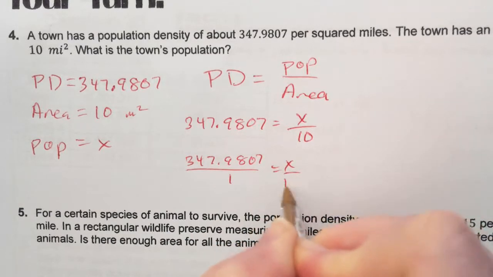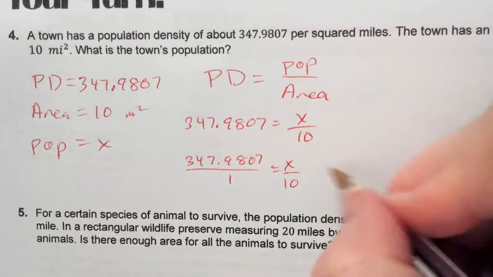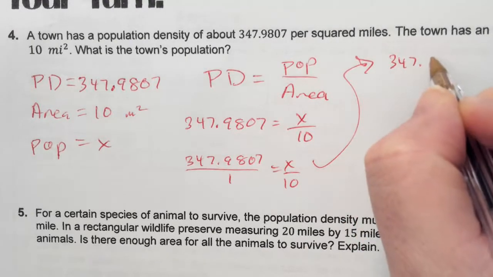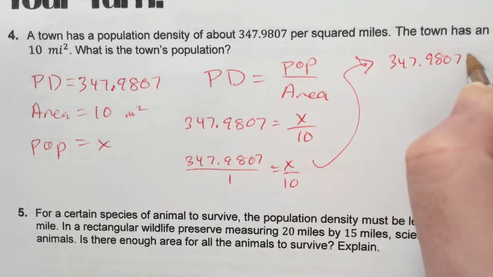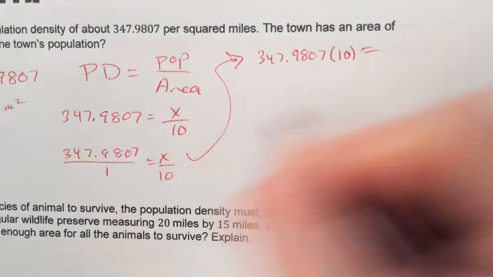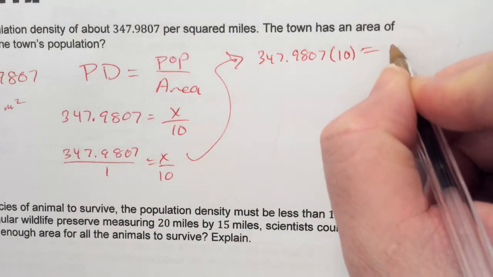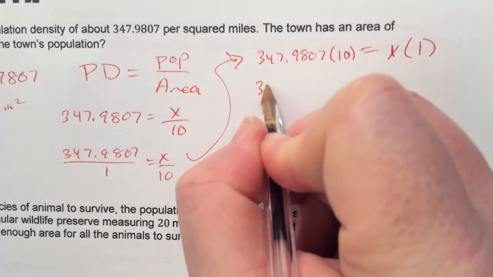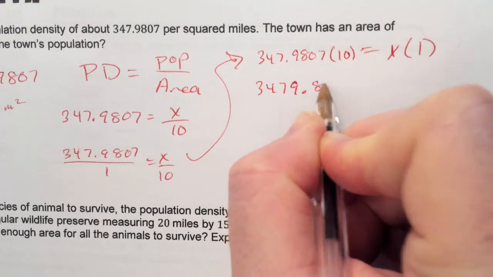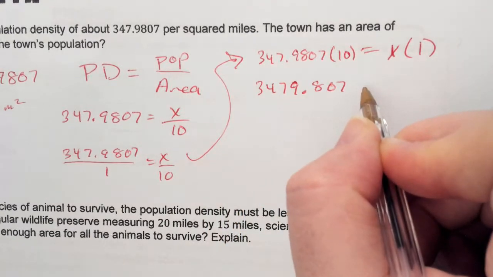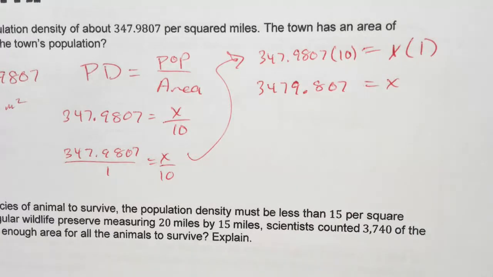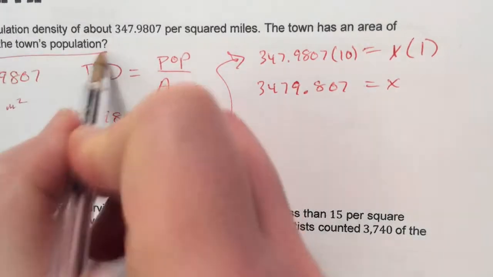Just showing more work than I need to. We're going to cross product. So I ran out of room, so I'll put it up here. So 347.9807 times 10 is equal to x times 1. All right, so 3479.807 is equal to x. Okay, now, so what's the population?